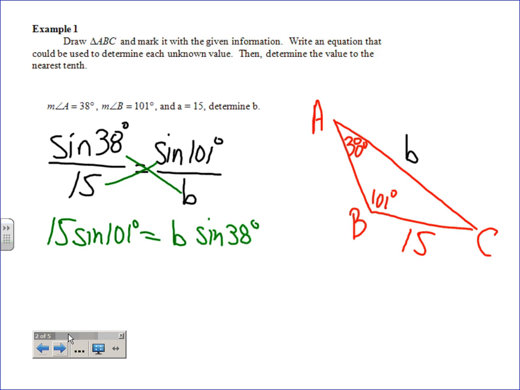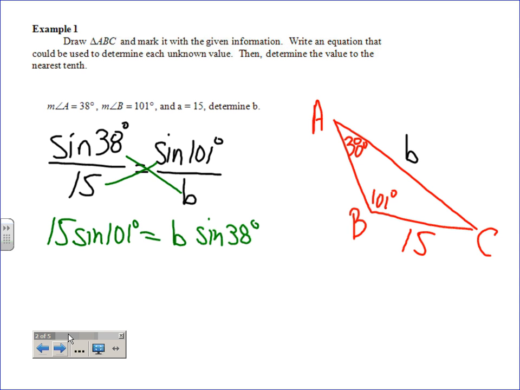So now the question is, I like to kind of get the algebra all set up and then type it into my calculator. That's kind of how I am. Because let's face it, if it's going to do all the work, let's let it do all the work. Well, is my variable by itself? No, B is not by itself because it has sine of 38 attached to it.